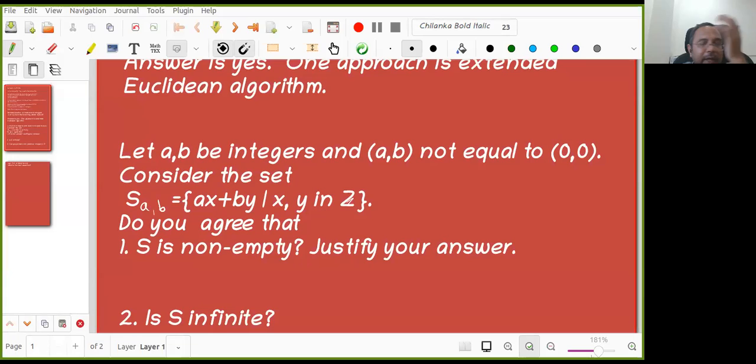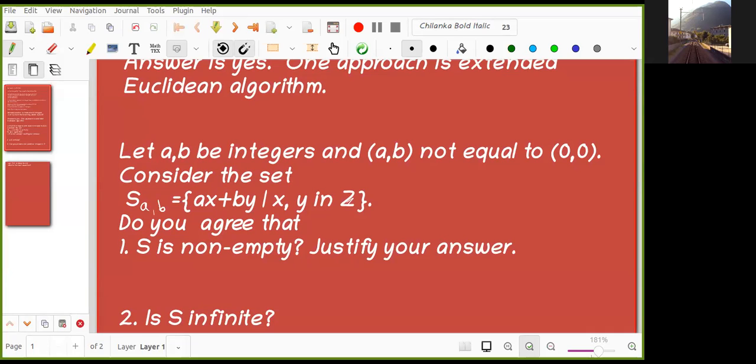Is it non-empty, correct or wrong? No, no. Can you give me one element here? Is zero here? Yeah, zero is also here. Why is zero here?